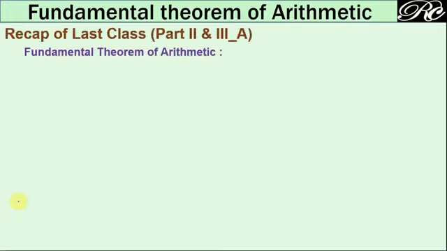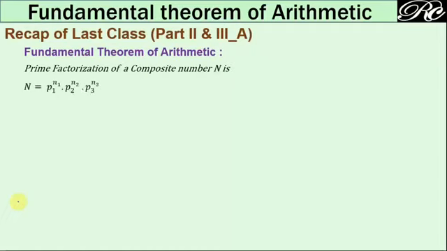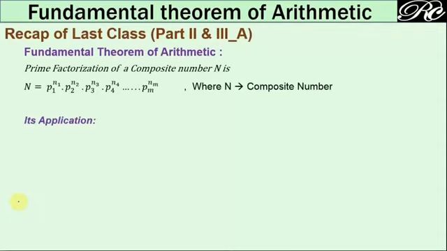So we have learned about the fundamental theorem of arithmetic. This fundamental theorem is the prime factorization of a composite number n. So a composite number n can be written as a product of its prime factors with respective exponents. Then we have learned their applications.